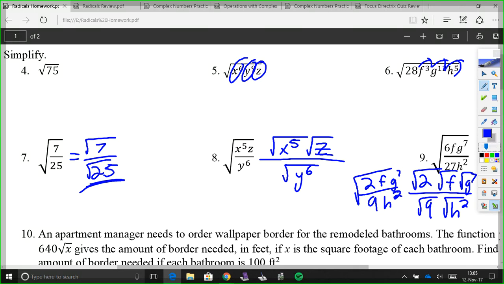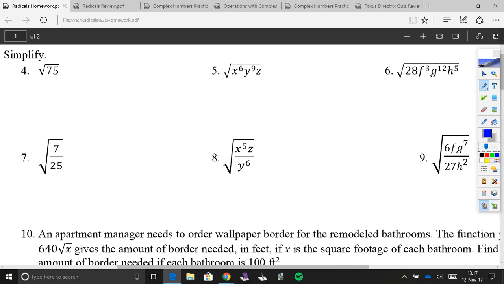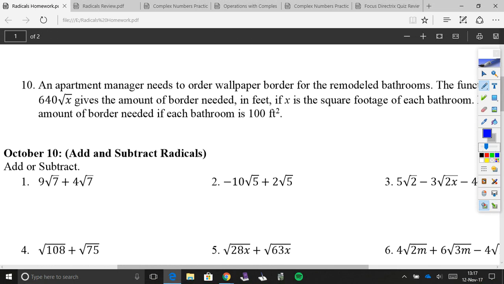Some of them you can do, some of them you can't do. For instance, the square root of 2 cannot change, so it would be left like that. The square root of f cannot change. You can, however, simplify the square root of g to the 7th. You can simplify the square root of 9, and you can simplify the square root of h squared. I'll leave that for you guys to be able to do, and I'm going to move on here.